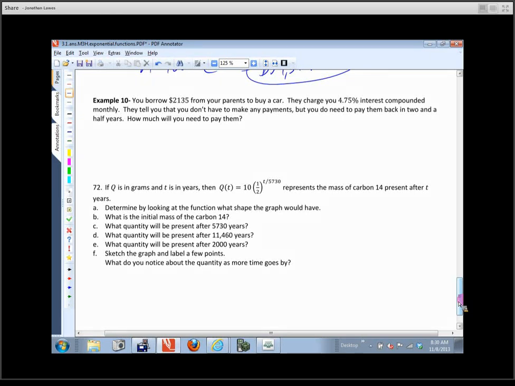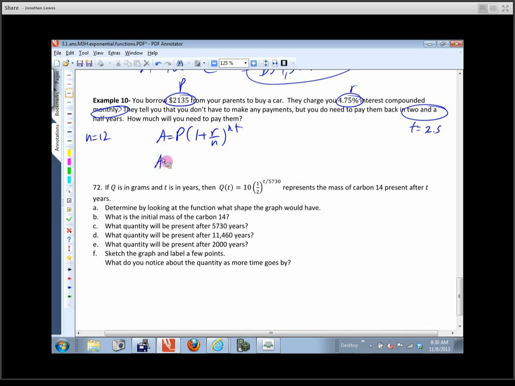So we borrowed $2,135. There's the principal at this interest rate. How much time? Okay, so 2.5 years. So what would I use for T here? 2.5, okay? And it says compounded monthly, so that means N is 12. So here's our principal, there's our rate, there's our N, there's our T. This is not compounded continuously. They didn't use that word continuous. So it's going to be this formula right here, P times 1 plus r over n, raised to the nt.